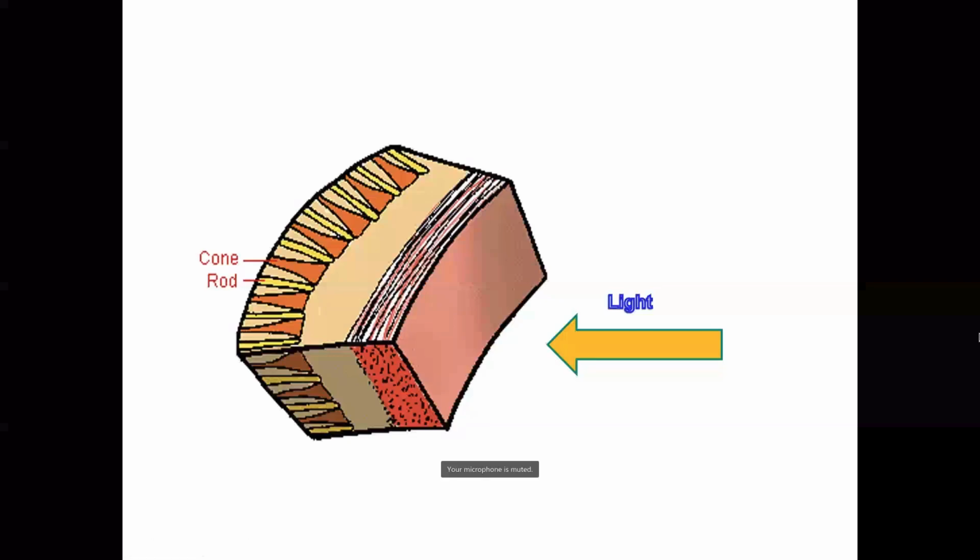So we have two kinds of cells, the so-called rod and the cone. And they are named just because of the shape. The rod is really like a rod, and the cone is very similar to a cone.